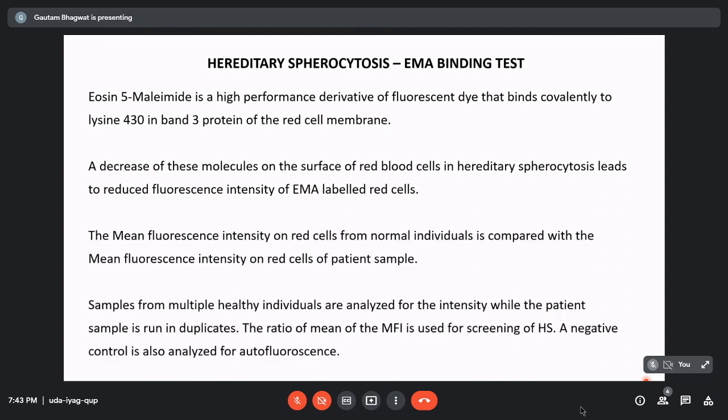Now when we do the test, we run multiple samples from normal individuals and compare them with the patient sample. The patient sample is usually run in duplicate, so we take the mean of all the MFIs, that is mean fluorescence intensity, from the normals, and the mean from the duplicate runs of the patient sample, and then we take a ratio and accordingly interpret whether the disease is present or not. We usually put a negative control also, just to check the autofluorescence.